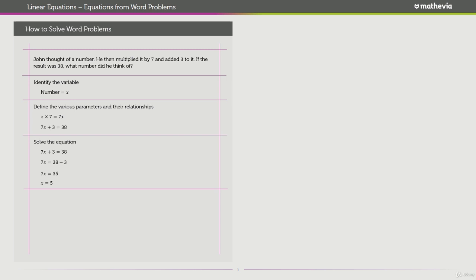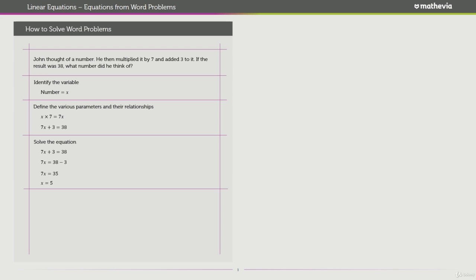So basically you're looking to solve a word problem, simple word problem like this. Very important that you read the entire word problem before you start solving. Okay, so read the word problem and then start solving it. So we read the word problem. John thought of a number, he then multiplied it by 7 and added 3 to it. If the result was 38, what number did he think of? Okay, so first we identify our unknown, and we call it whatever we want to call it, x, y, m, b, d, whatever you want to call that number. Okay, and then define the various parameters and their relationships.